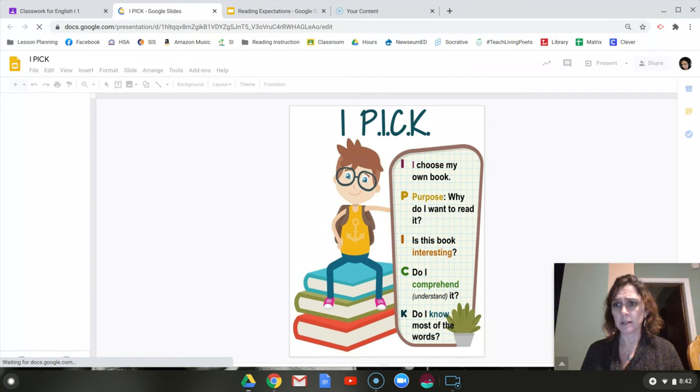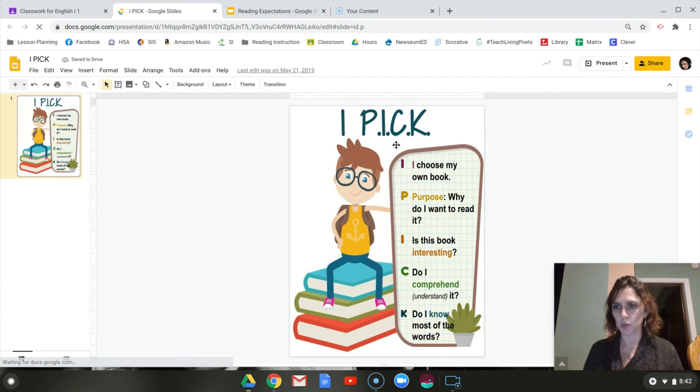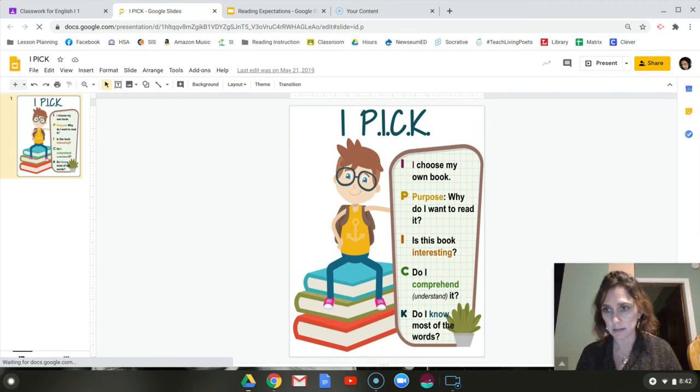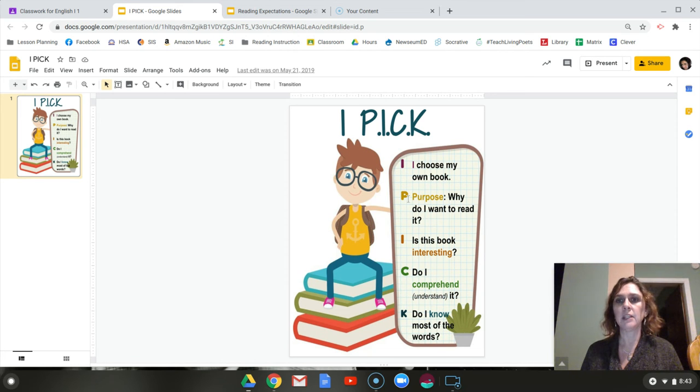I Pick is an acronym for how you choose what you decide to read on your own for this class, because about half of your reading is going to be independent, things that you choose yourself, okay? So I choose my own book. Teacher doesn't choose it for me. I choose it. P is purpose. Why do I want to read it? Is it about a topic that interests me? Did I see the movie and now I want to read the book? It was recommended to me by another student. My mom likes it. Whatever reason it is that you've chosen that book.